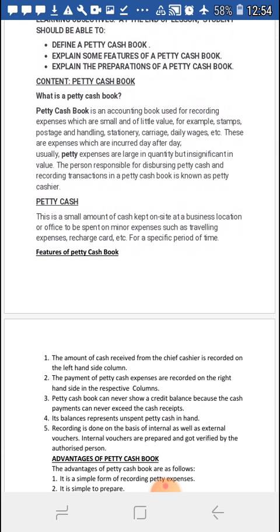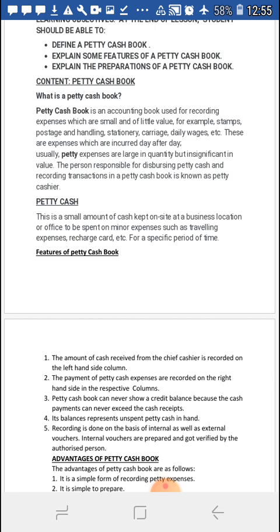You should know that this is an accounting book used for recording expenses that are small, small expenses. It's not possible for an organization not to run small expenses during the day. For instance, stationaries, cab fare, money for petrol, money for entertainment of staffs or customers, and so on and so forth. So there's a book that all these expenses ought to be recorded, and that is called a petty cash book. Petty expenses are large in quantity but insignificant in value.